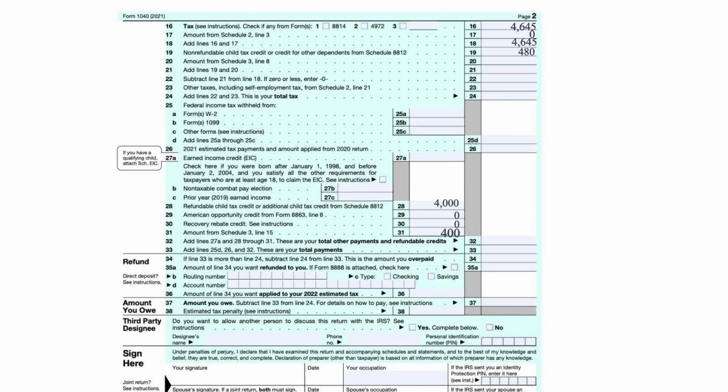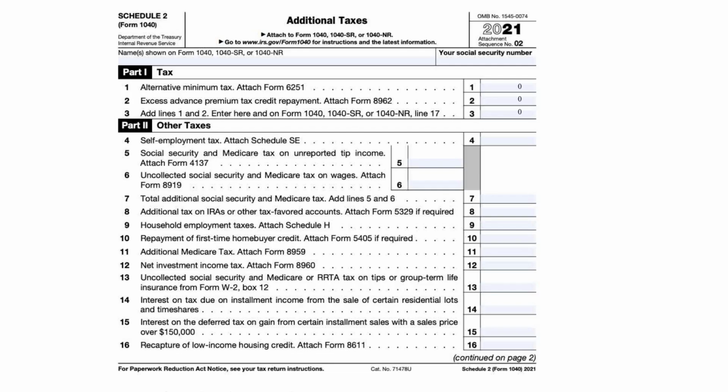Back on Form 1040, line 18 is an add line for line 16 and 17. From the previous video, we found line 19 to be $480, and we found line 20 to be 0. On line 21, we add lines 19 and 20. On line 22, we subtract line 21 from line 18, getting a total of $4,165. Line 23 of Form 1040 is the amount from line 21 of Schedule 2, which is the total of other taxes. And so we will go back to Schedule 2 to fill out the second part.